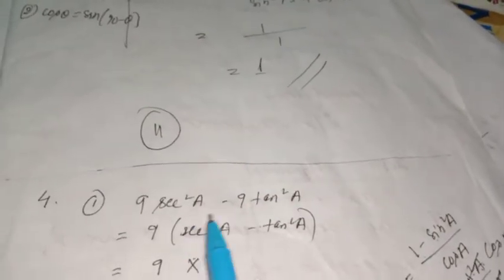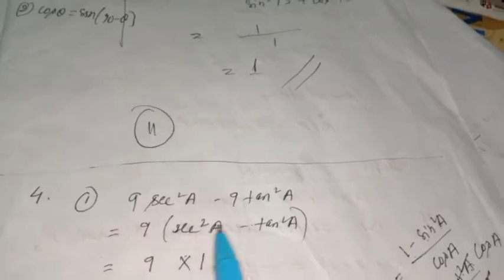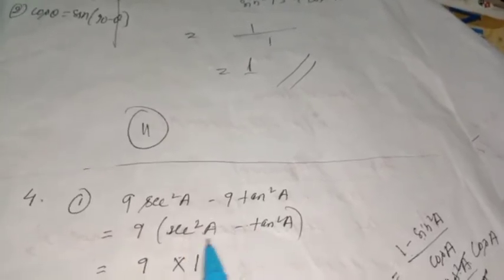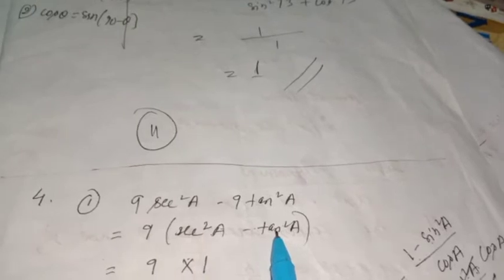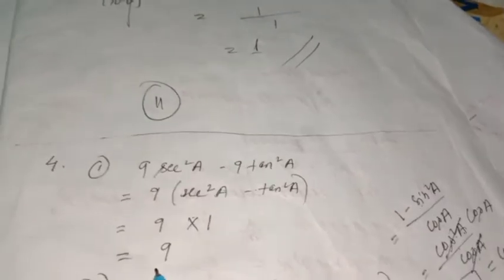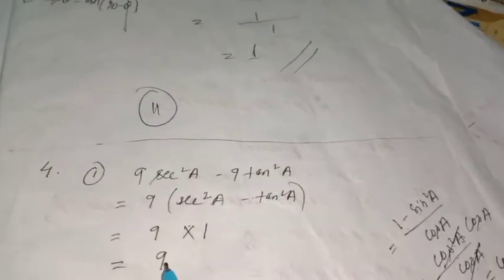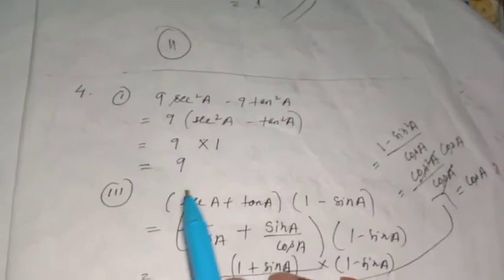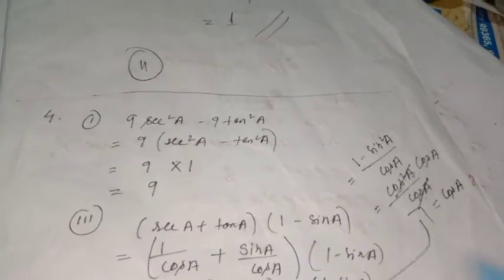So here, 9 sec square minus 9 tan square. Take 9 common. Then what is left? Sec square minus tan square. This is an identity, right? You already know sec square theta minus tan square theta is equal to 1. So 9 into 1 is 9. So there is option 9, and you can choose that this one is correct. Next, question number 3: sec A plus tan A into 1 minus sin A.